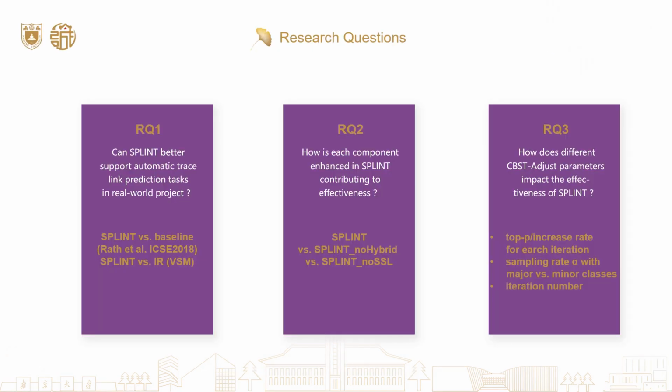The following research questions are investigated in our experiments. Can Splint better support automatic TraceLink prediction tasks in real-world projects? How does each component enhanced in Splint contribute to effectiveness? How do different parameters in the class balance self-training strategy impact the effectiveness of Splint?